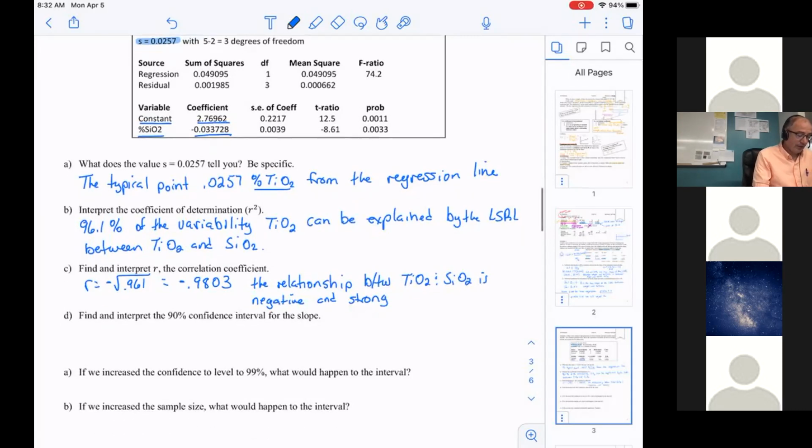Find and interpret a 90% confidence interval for the slope. I'll go ahead and write this out. It's b plus or minus my critical t value times the standard error of my slope. So now it's finding all those things. So my slope.